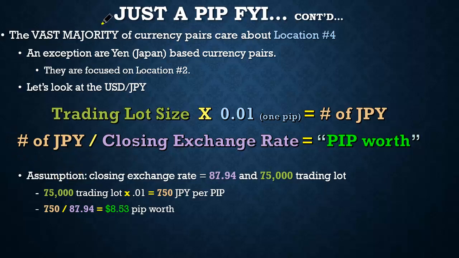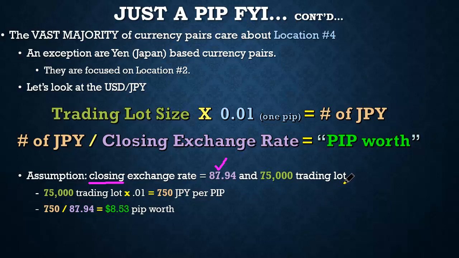So the assumption real quick is that the closing exchange rate is 87.94. Closing here is the keyword, because when the markets are open, obviously that exchange rate is always going to be fluctuating between the US dollar and the yen, just up and down, up and down. So you have to wait for the closing exchange rate. In our case, and I totally made this number up, it is 87.94.